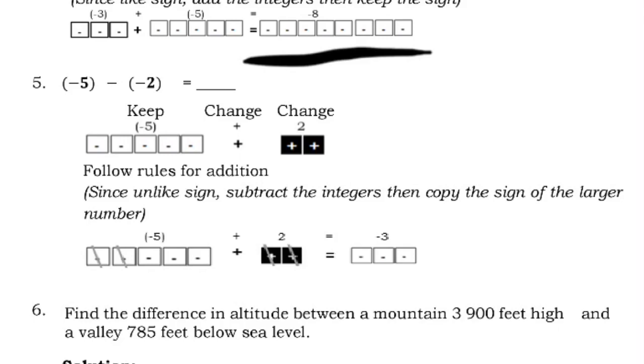Then follow the rules for addition. Cancel 2 negative tiles and 2 positive tiles. So the remaining is negative 3, so 3 negative tiles. So negative 5 minus negative 2 is equal to negative 3.